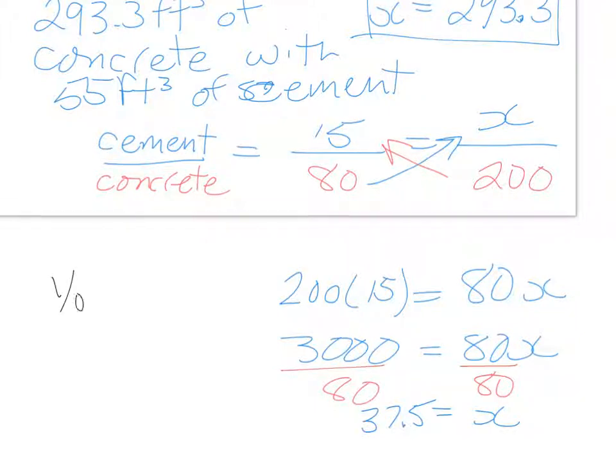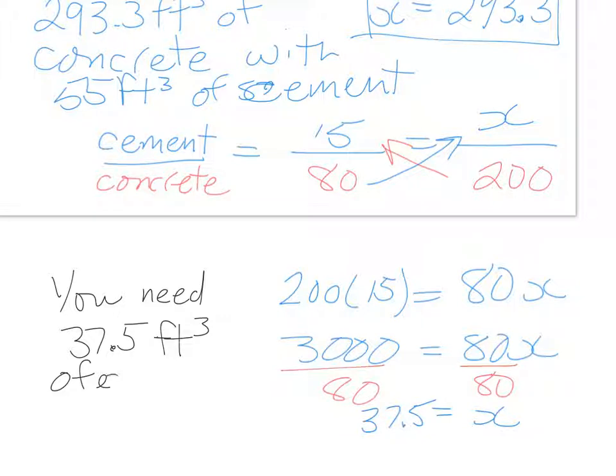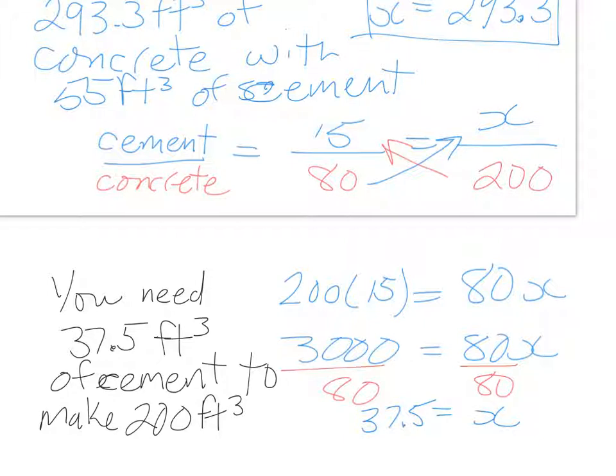So you need 37.5 cubic feet of cement. Oops, can't seem to spell cement. To make 200 cubic feet of concrete. Okay, and again, that 200 came from here because they said how much cement do you need to make 200 cubic feet. So just keep in mind where your x is depends.